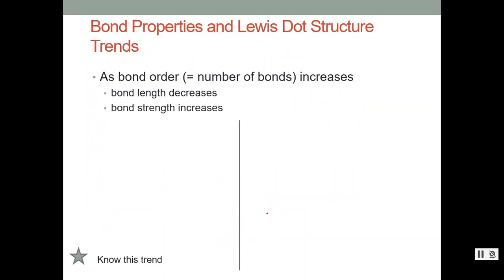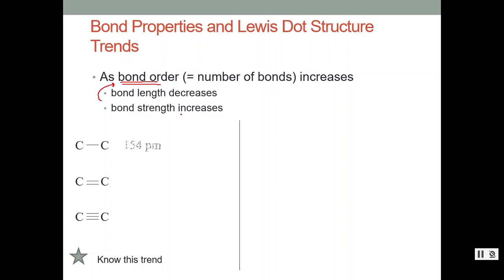Now let's talk a little bit about Lewis dot structure trends with regards to bond properties. So this concept, we'll revisit it later, of bond order. When we talk about the bonds in a molecule, we can describe that bond with regards to polarity, but we can also describe it with regards to its length and its strength, and both of those are reflected in this quantity called bond order. Bond order in this example is essentially going to be number of bonds.